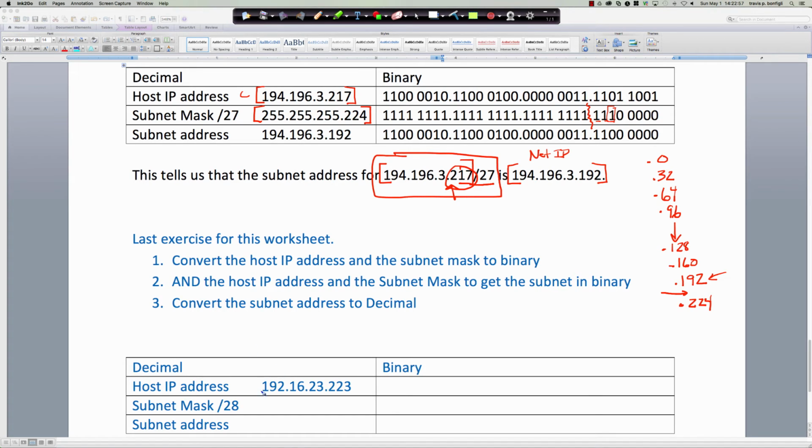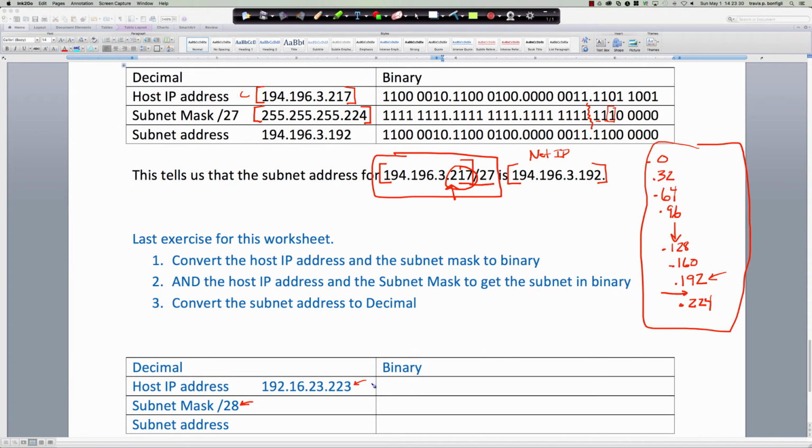So we've got this class C address, 192.16.23.223. It says convert the host IP address and the subnet mask to binary. Well, we're dealing with a /28, so we know we're going to have 16 subnets right out of the gate. Now this becomes a little long-winded, trying to sit there and figure out what the 16 subnets are going to be until I get to the one between which my IP address is going to fall. So let's do it in the binary fashion.